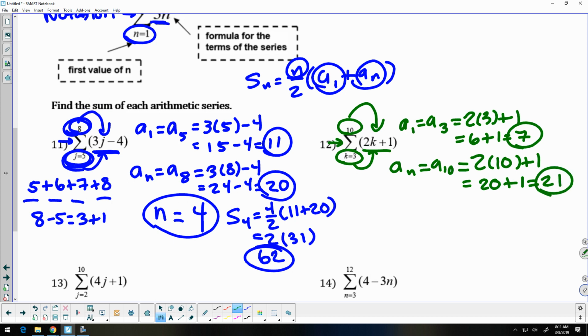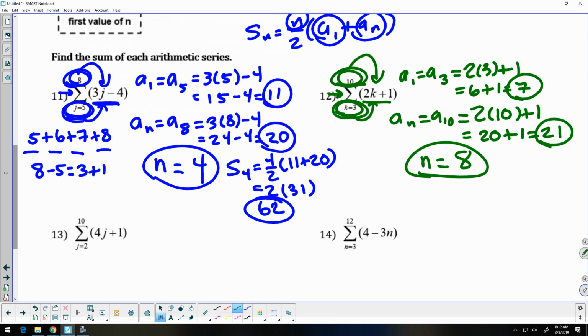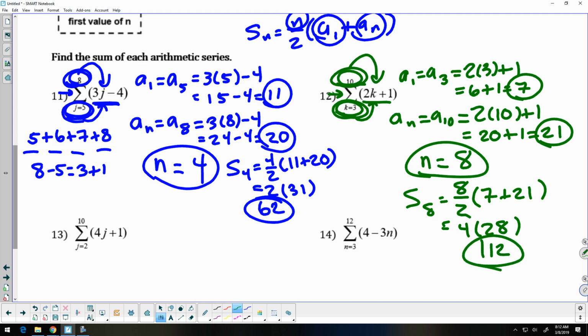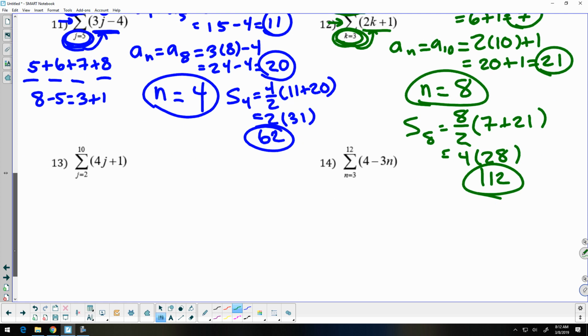All right, 2 down, 1 more to go. How many terms are we talking here? So again, going from 3 to 10, how many terms is that? So if I do 10 minus 3, that's 7, but adding 1 more, that's 8 terms. Okay, now plug it all in, find the final sum. We're finding the sum of 8 total terms, which is 8 over 2, and then we'd have 7 plus 21. So that's going to be 4 times 28. So our final answer comes out to be 112. Would be the final sum. Okay, let's go through the next 2, last ones.